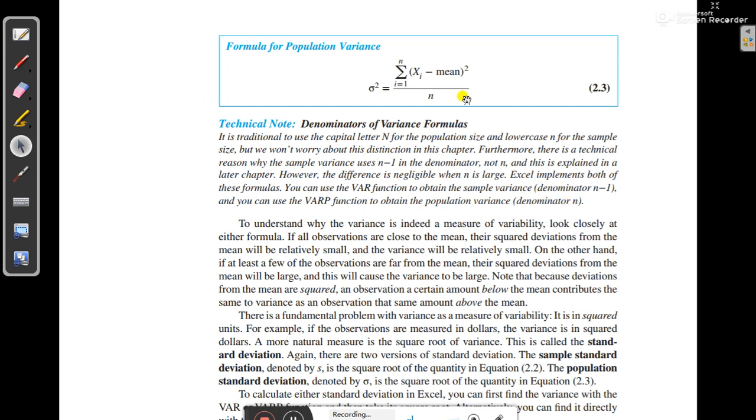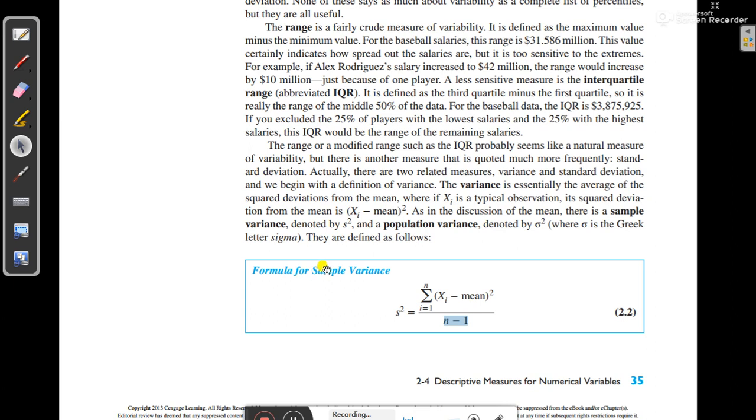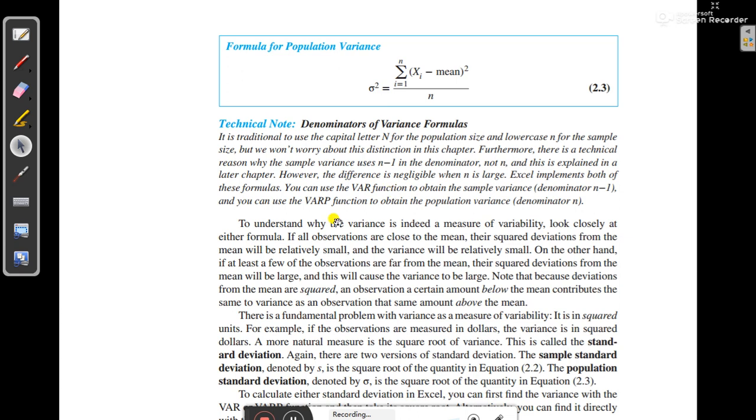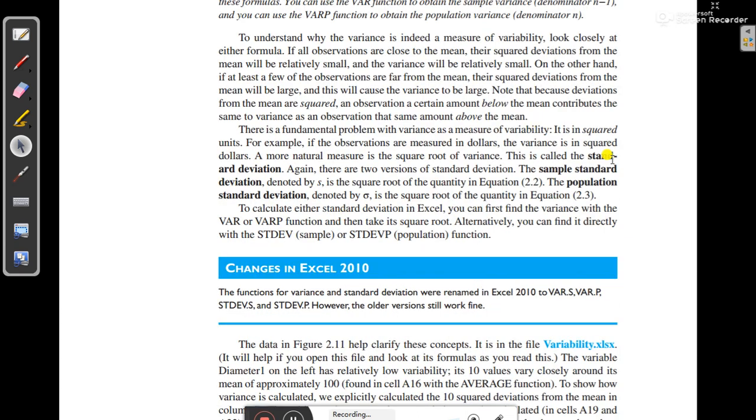This is also homework. Try to find out why this is n. And I am giving a clue. There is a difference in the definition of sample and population also. Is that related with this value? Try to think. It might not be also. Okay? And the next one is the standard deviation.